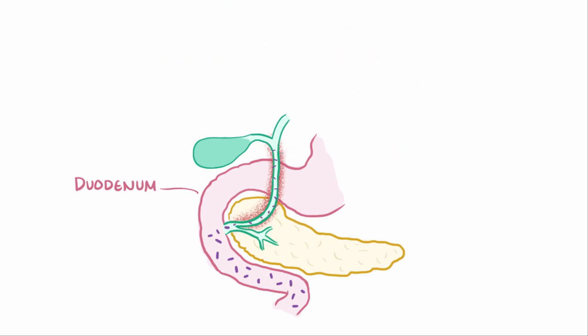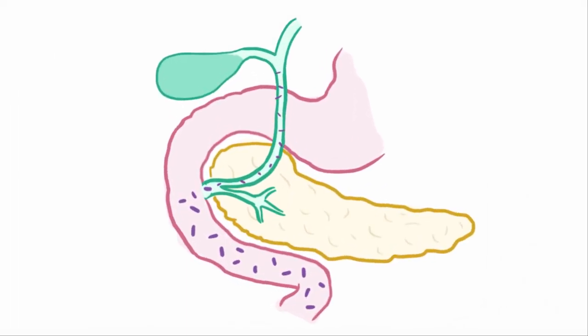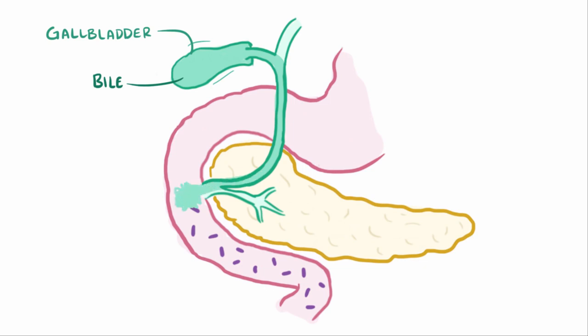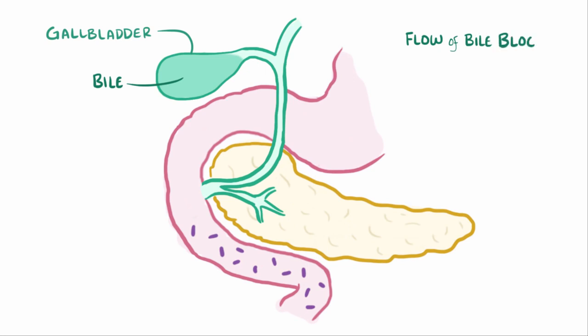Normally, bacteria from the gut has a pretty tough time ascending up the bile ducts. And this is because bile flows down from the gallbladder, along with some pancreatic juice from the pancreas, and into the duodenum. And this tends to flush out any bacteria trying to sneak their way up. In ascending cholangitis, this flow of bile is often blocked.